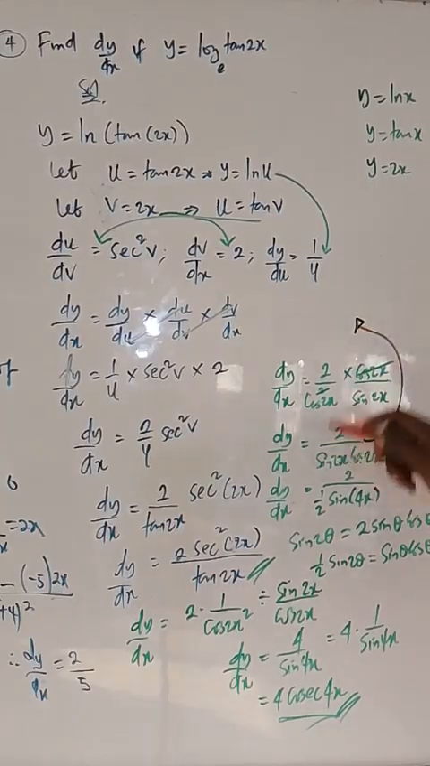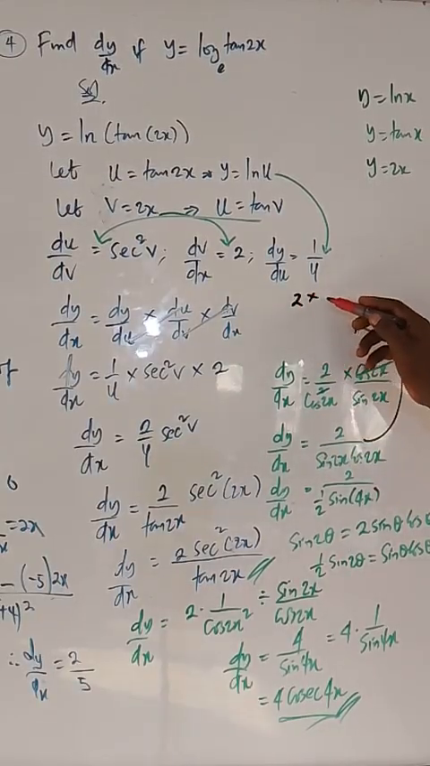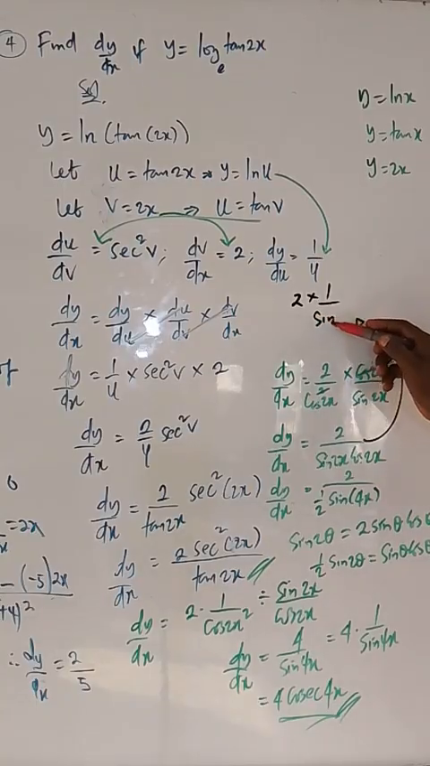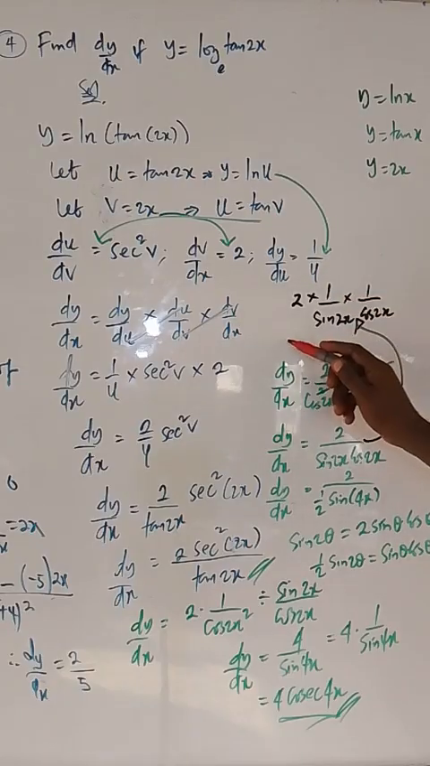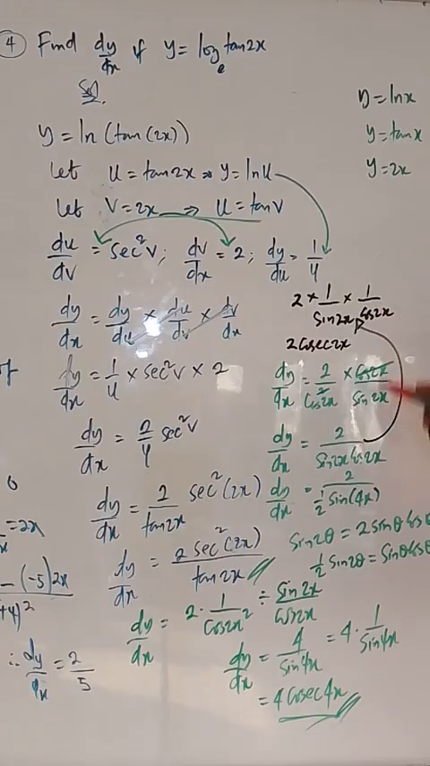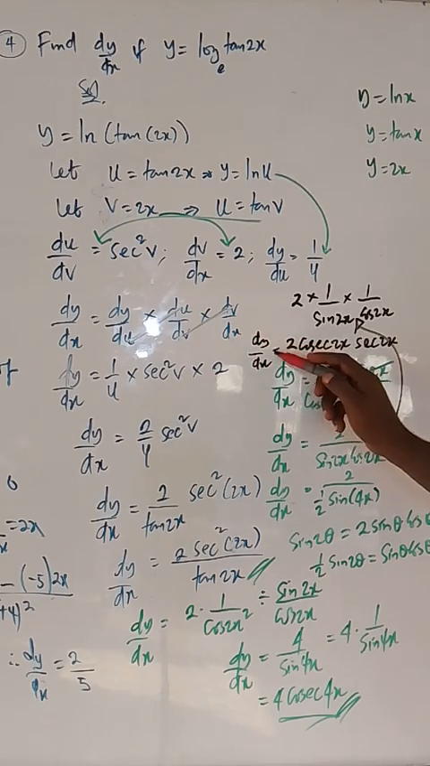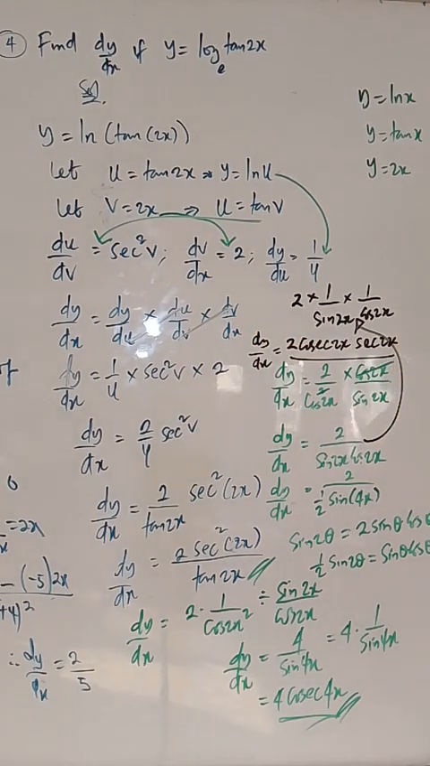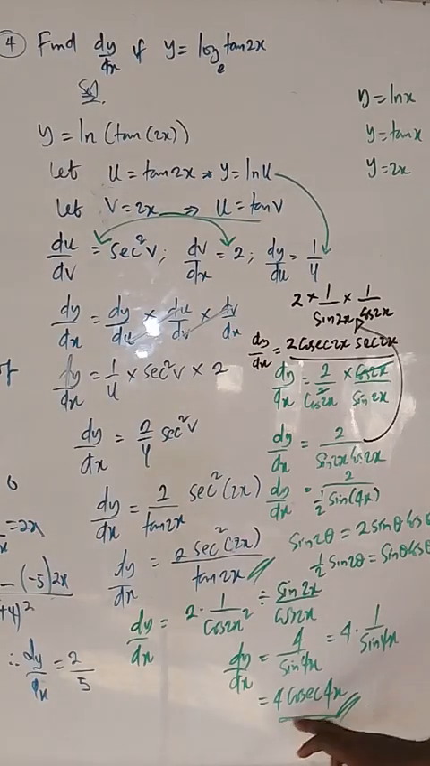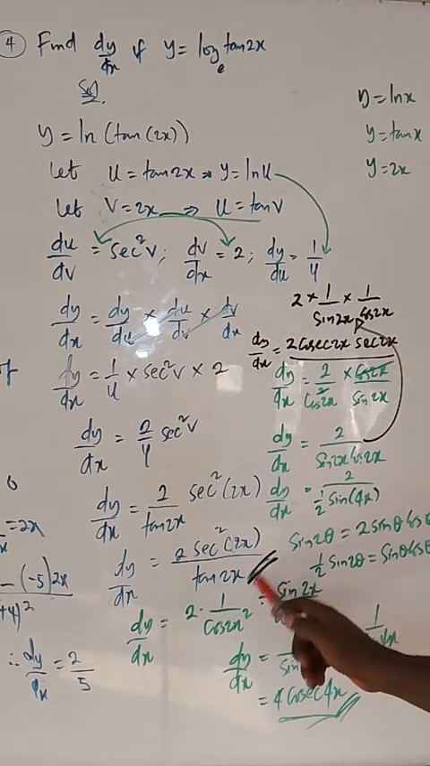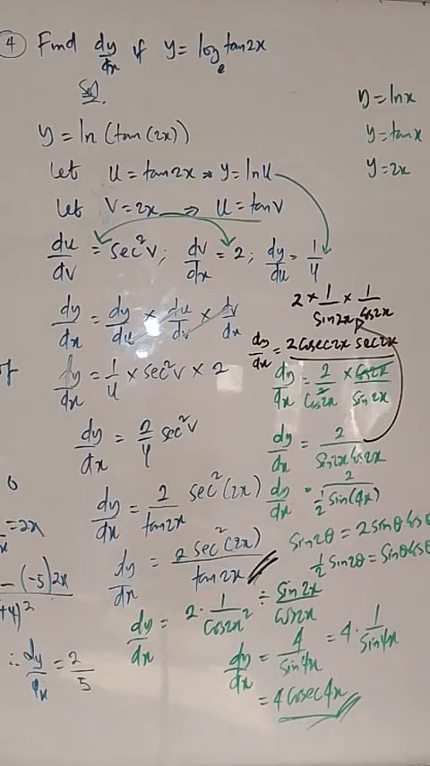We can simplify this one as 2 times 1 over sin 2x times 1 over cos 2x. So using this outside 2, 1 over sin is cosec 2x. 1 over cos is what? Sec 2x. So our dy/dx can also be 2 cosec 2x sec 2x, or 4 cosec 4x, or this without further simplification. So any of these is the same. They are all the same.